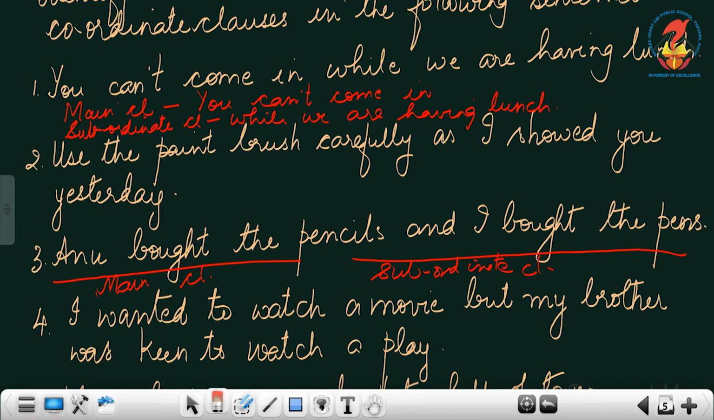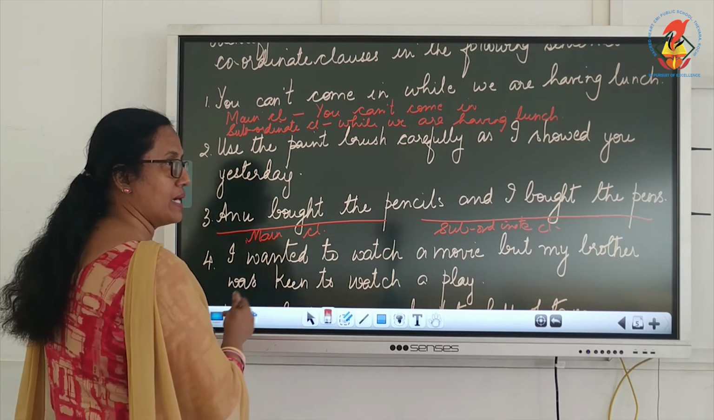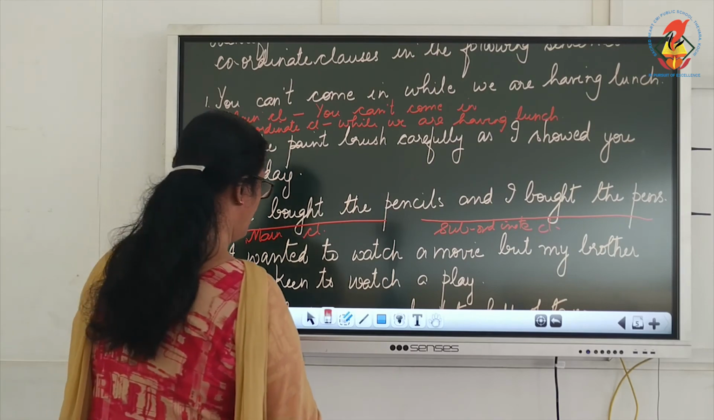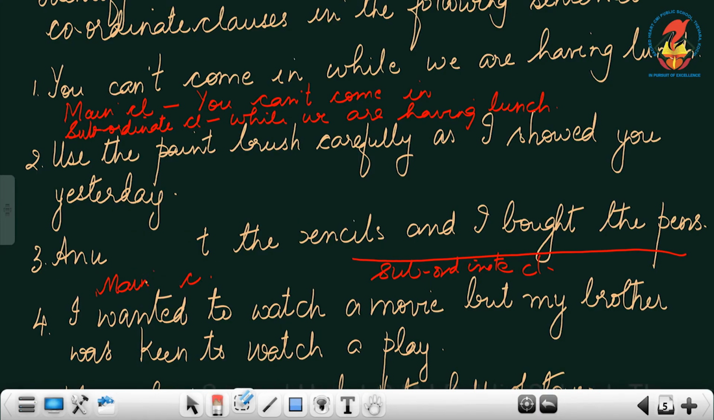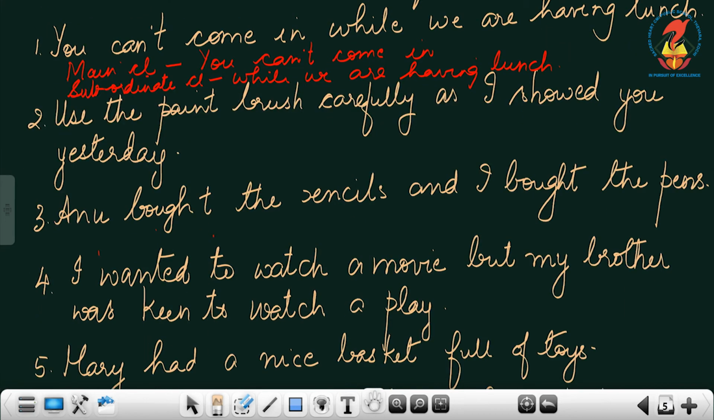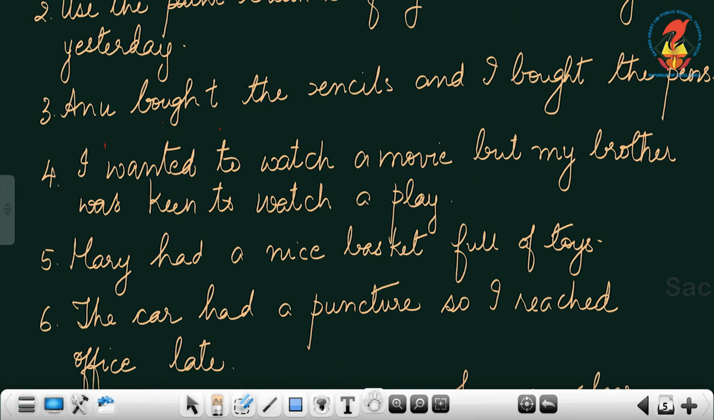So sometimes your answer could be partly correct, but because your underlining is not very proper, you may stand to lose marks. So children, please be careful when you are doing it like this way. So that's why I told it is better you write it like this way. Anu bought the pencils and then next one. I wanted to watch a movie, but my brother was keen to watch the play. Then Mary had a nice basket full of toys.